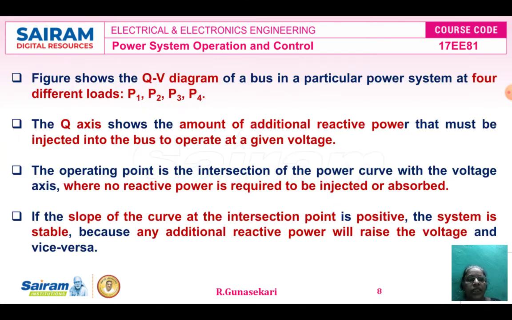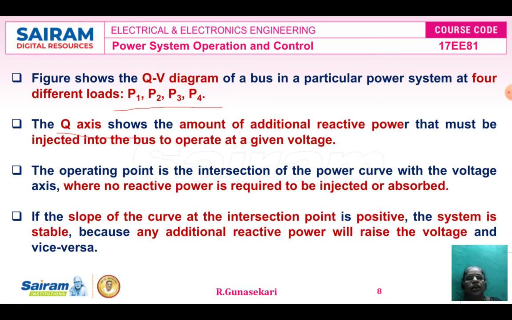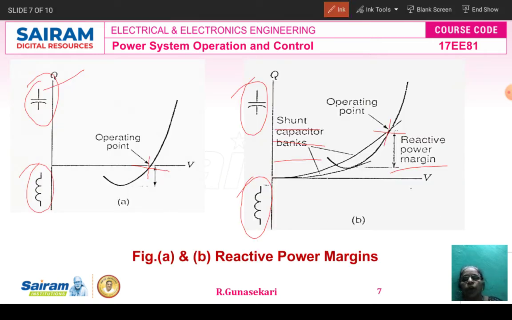Okay, now you see, I already told you about 4 different loads P1, P2, P3. The Q axis shows the amount of additional reactive power which must be injected into the bus to operate at a given voltage only. So the operating point is the intersection of the power curve with the voltage axis. So no reactive power is required to be injected or absorbed. You see here, this is the curve intersection. This is the operating point. This operating point intersects on the voltage axis. Here this is the voltage at the time, this is the Q value only.